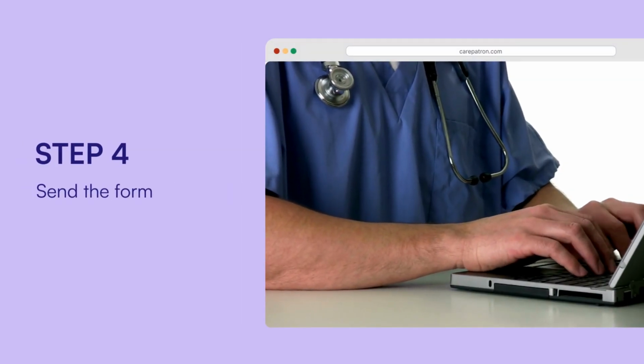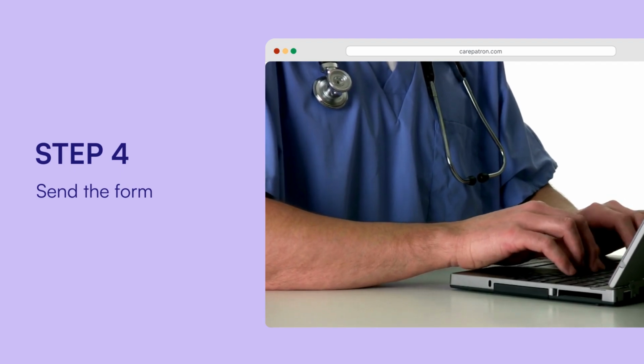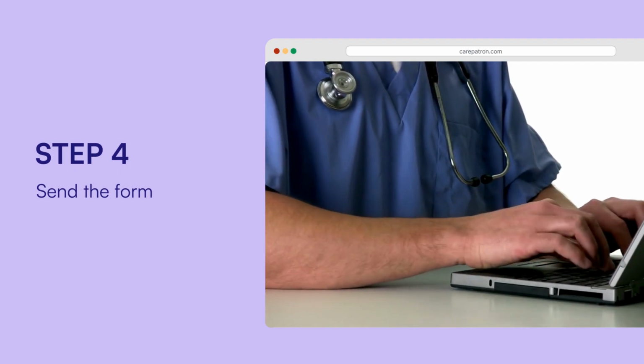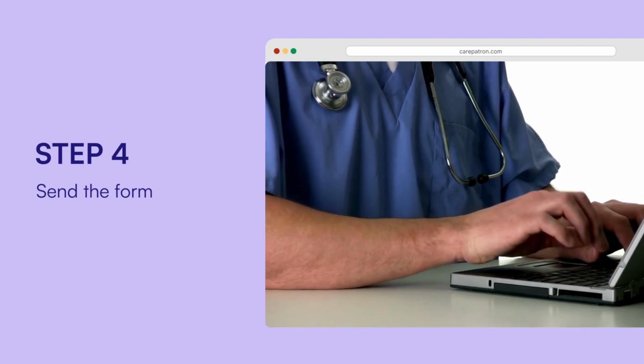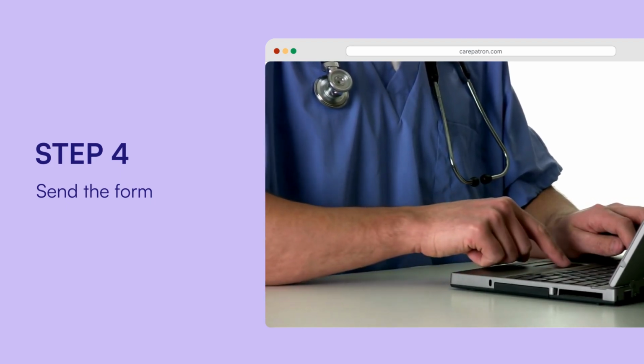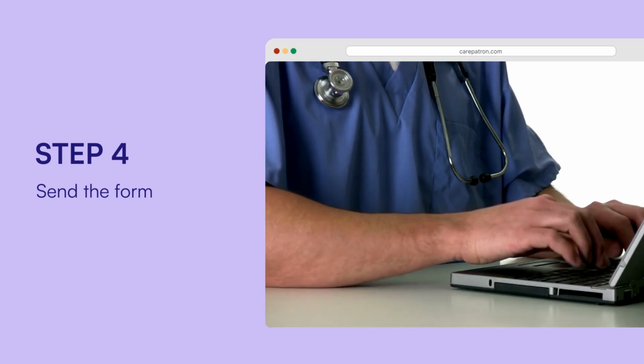Send the form. Once completed, email the form to the intended healthcare professional. Always double check the email address and attachment, as medical information is confidential and sending it to the wrong recipient can lead to serious privacy issues.